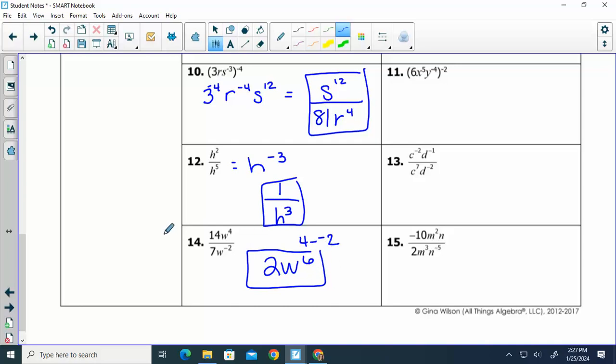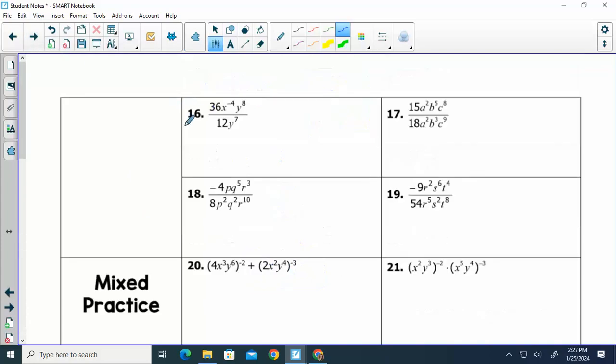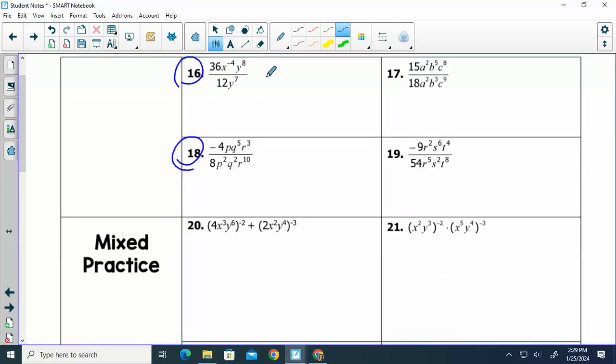All right, I want you guys to try a couple. Why don't you guys try 16 and 18? Okay, so on 16, 36 divided by 12 is 3. Okay, we still have the x, the y's. 8 minus 7 is 1. So then only the x has a negative exponent, so it drops down to the bottom. So it's 3y over x to the 4th.